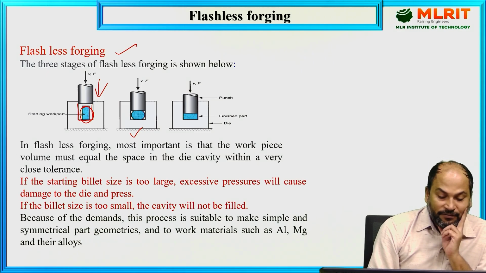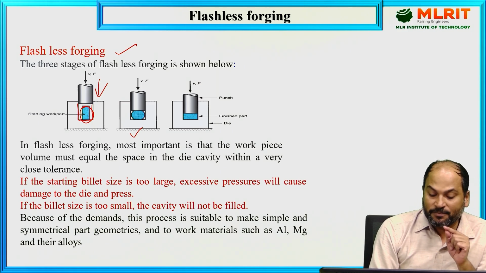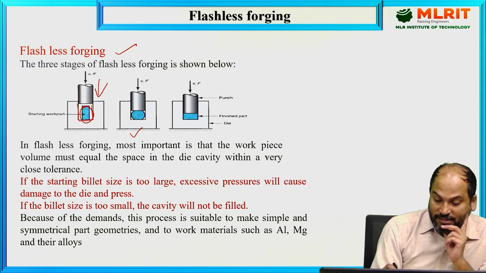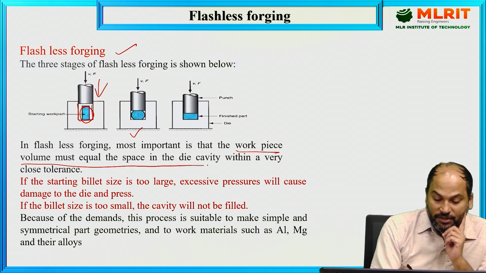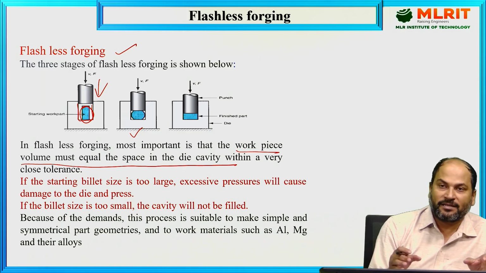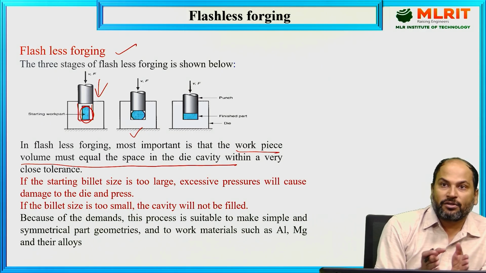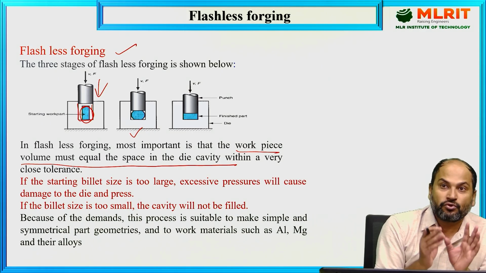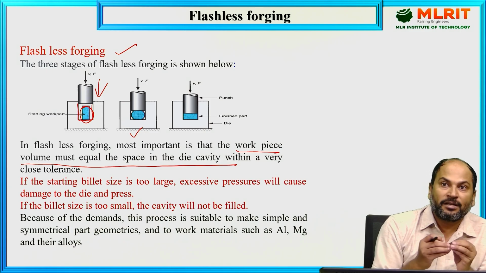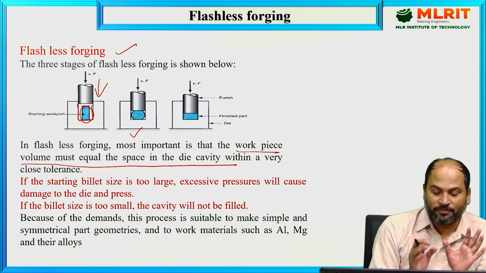In flashless forging, the most important thing is that the workpiece volume must be equal to the space in the die cavity within a close tolerance. This is very important to understand. Workpiece volume must be equal to the space. You can see here that the material is not coming out in the form of flash. So the volume of the material and the volume of the impression of the die, or the space provided in the die, both should be equal. Then and only then there will be no flash, and the material is going to take the shape of that particular die impression.